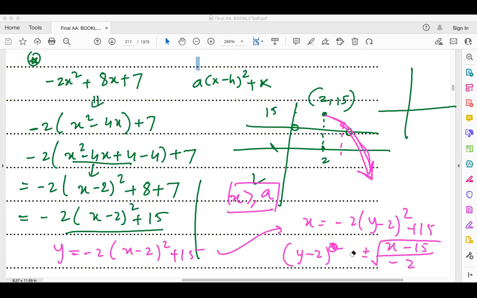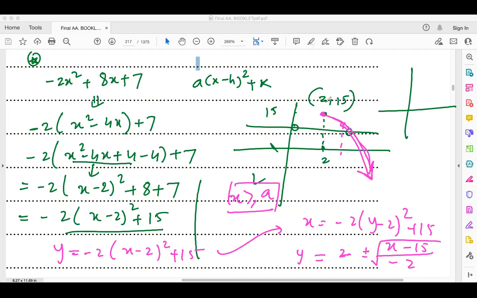So your final inverse is going to be 2 plus or minus the root of (15 minus x) upon 2, or you can write it the other way around. Now, what is really important here is which one of the plus and minus we take, which is a question mark.